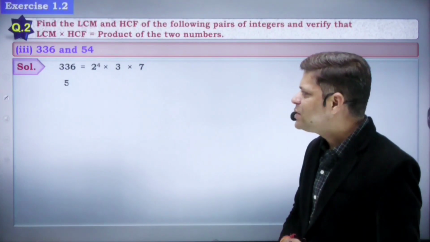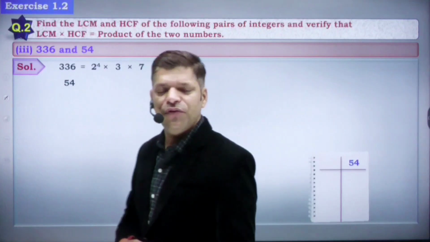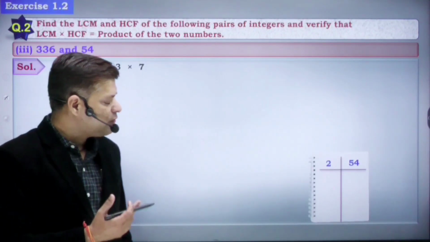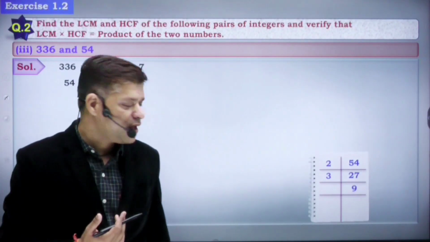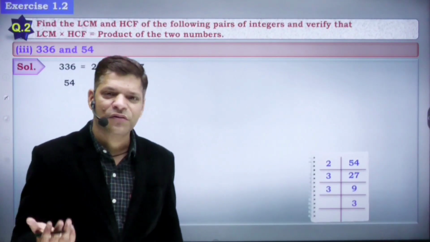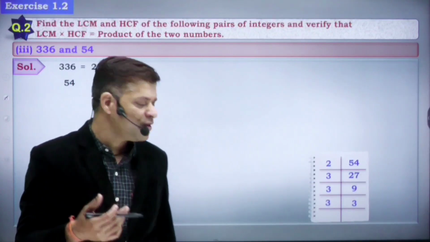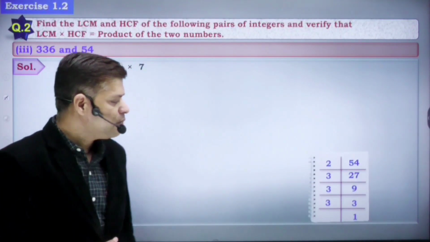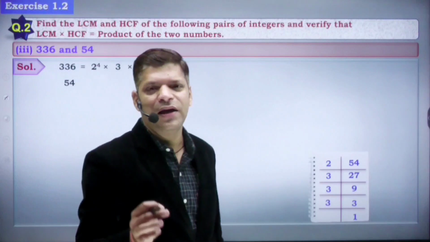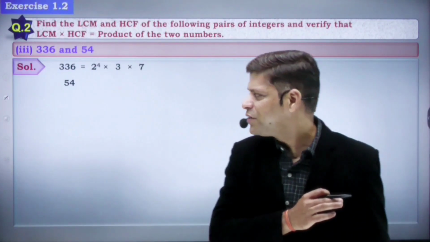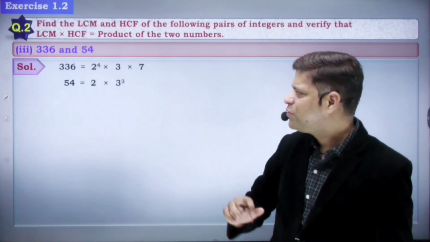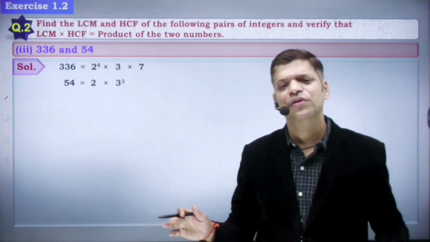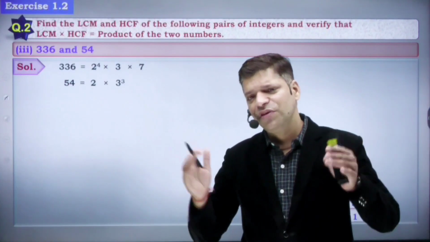And the next one is 54. For 54 we can also do the prime factorization: divided by 2, then it will be 27, that divided by 3, then it will be 9, then divided by 3, then it will be 3, then again 3 divided by 3, then it will be equal to 1. So it can be written as 2 multiplied by 3 raised to the power 3. So firstly we do the prime factorization, same process we follow.